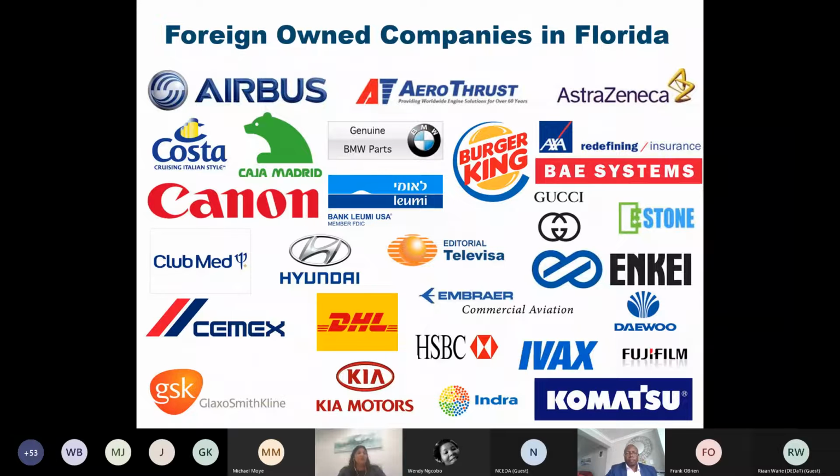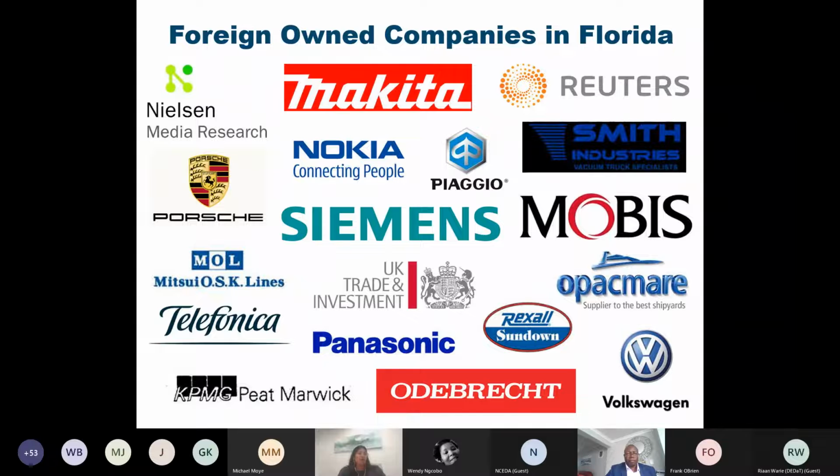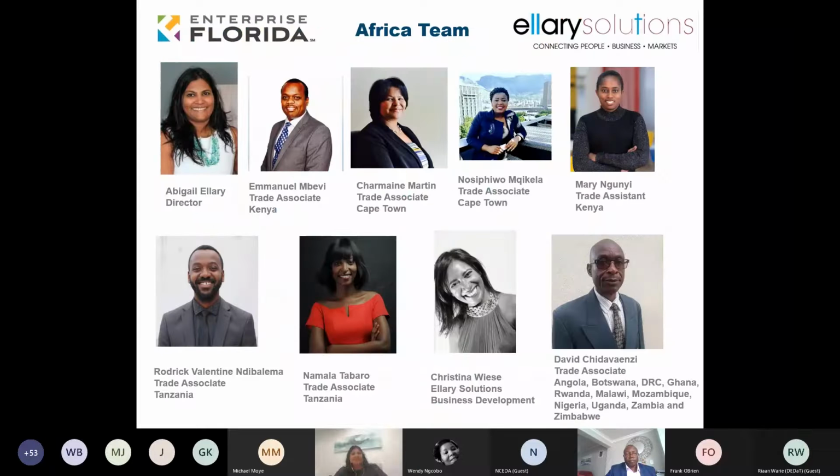These are some foreign-owned companies in Florida. It's very diverse, everything from pharmaceuticals, banking, finance, and telecommunications. And then the last slide of my presentation is just the team that works with us across Africa. And again, in South Africa, in East Africa, Kenya and Tanzania. And then we have associates that are based in Zimbabwe who cover various other markets.